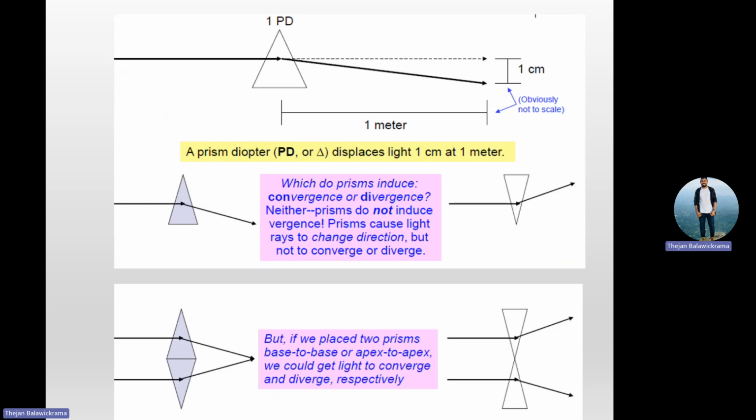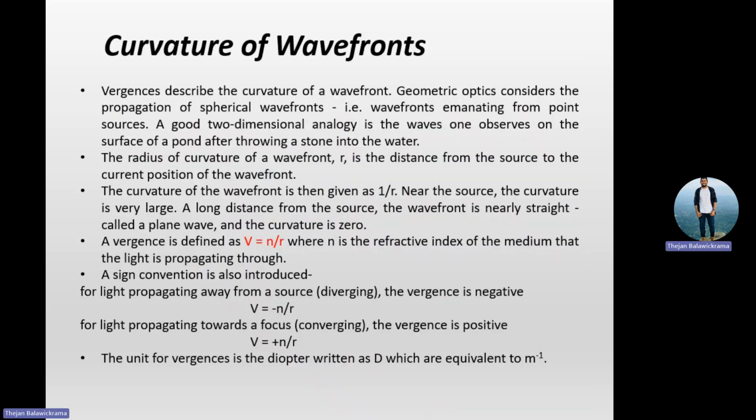Right. I told you light is a wave. Then have you seen wave fronts? What is a wave front? When you hit a stone on still water, what will you get? Some waves. So vergences describe the curvature of a wave. Geometric optics considers the propagation of spherical waves.